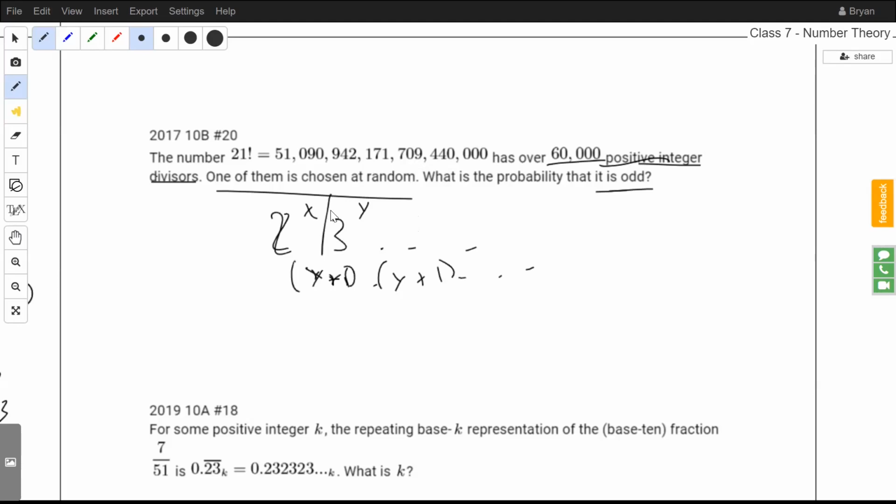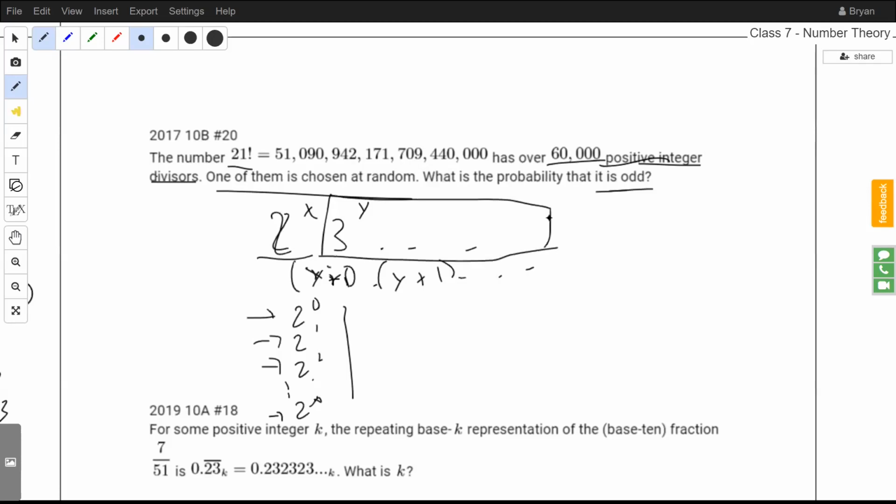And you'll realize that it's evenly divided, so that for each power of 2, we have an equal number of divisors with a factor of 2 to the 0, a factor of 2 to the 1, a factor of 2 squared, all the way to a factor of 2 to the x. This is really because if we divide 21 factorial by all of its factors of 2, we'll be left with some number. We can take all the divisors of this number, and then multiply by one of these powers of 2, and we get all the factors of 21 factorial. So basically, all you have to do is find the number of powers of 2 in 21 factorial, and then the probability is just going to be 1 over x plus 1, as basically the case where you get 2 to the 0 instead of any of these other numbers.